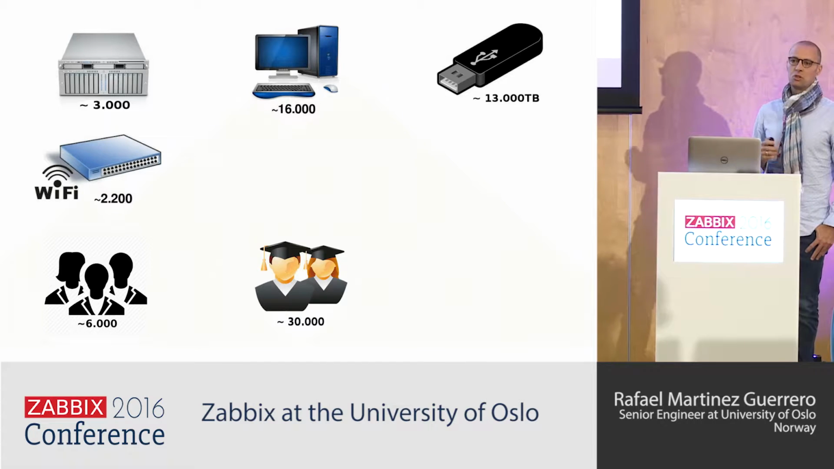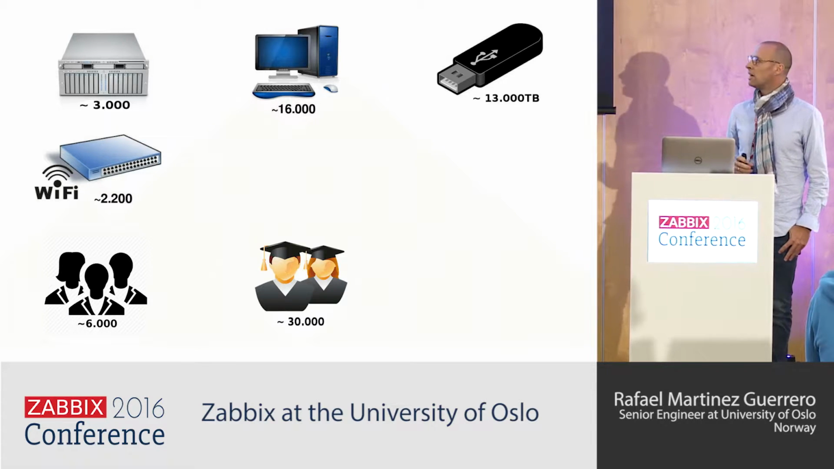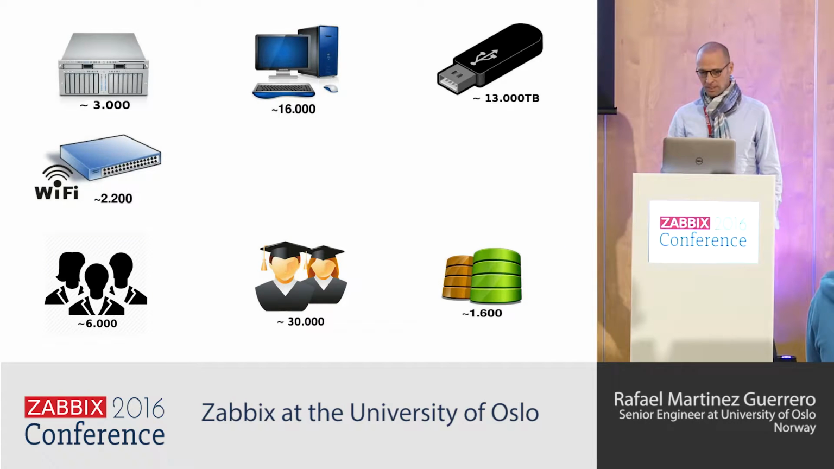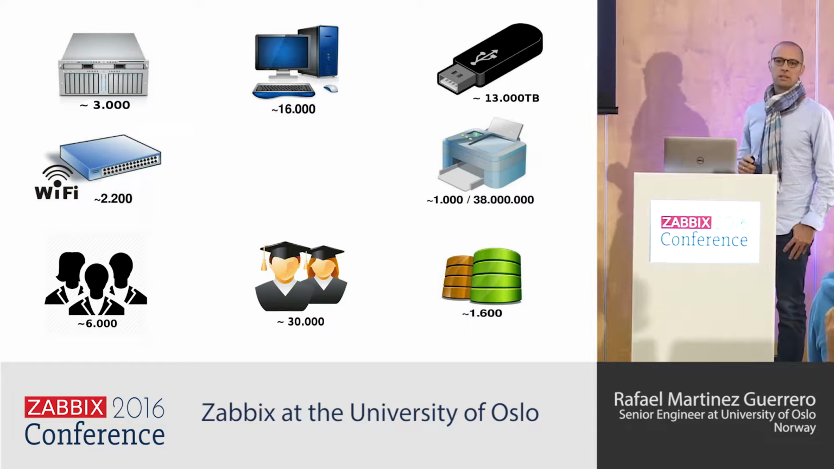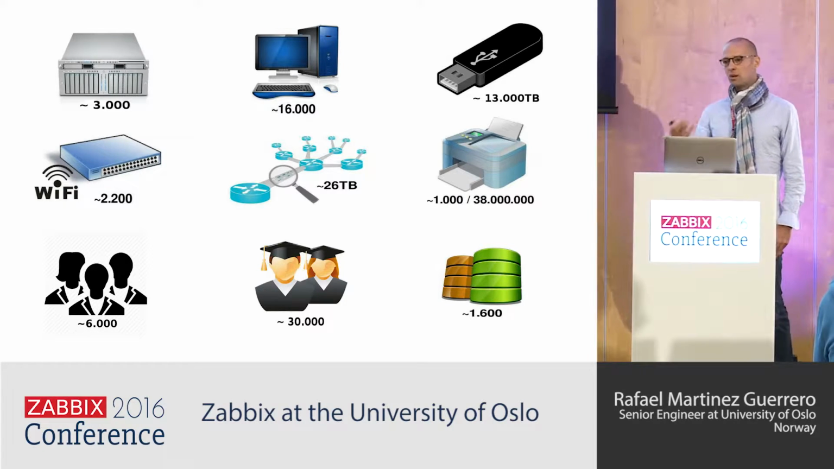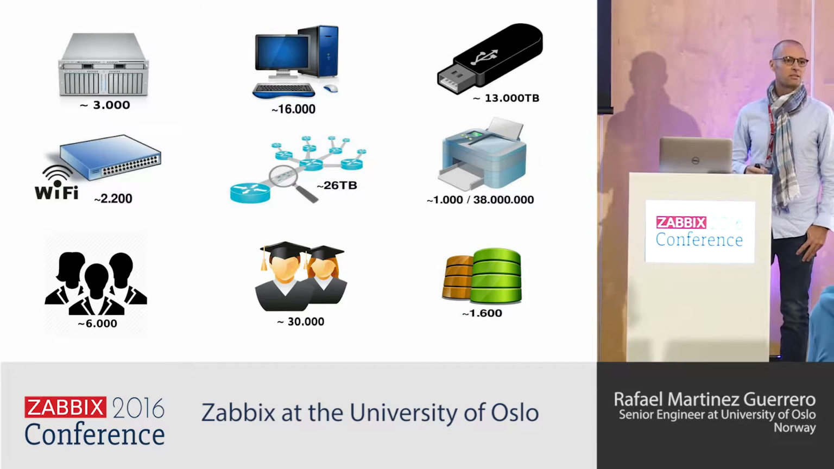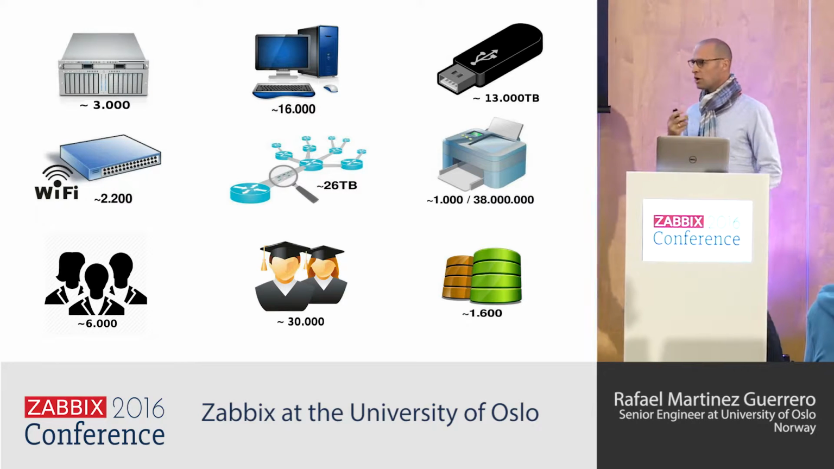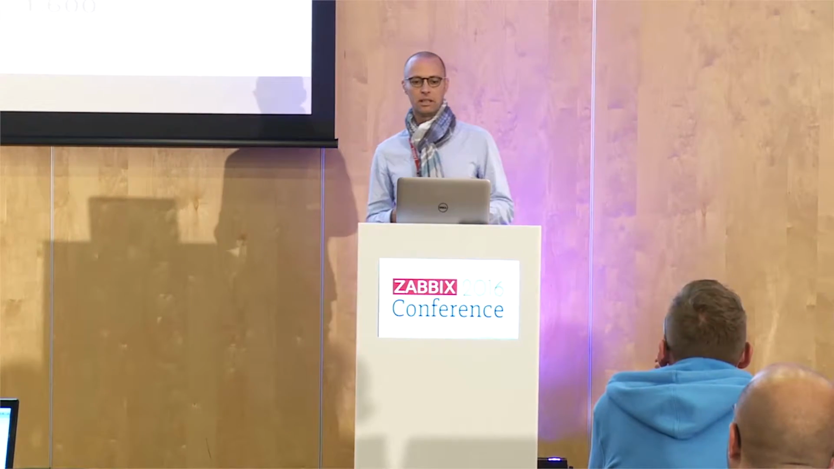We have more than 2,000 routers, switches, and Wi-Fi access points. Around 1,600 databases of all kinds. More than 1,000 printers, and the amount of data that goes in and out of our network on a normal day is around 26 terabytes of data. So you can get an idea of what we are dealing with in terms of infrastructure.